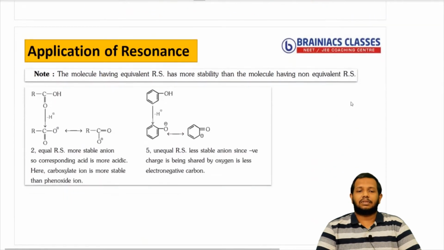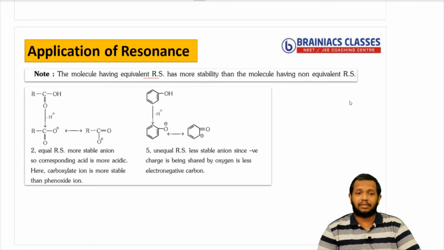Now this is what I have shown. The same reason you can see here. The molecule having equivalent resonating structures has more stability than the molecule having non-equivalent resonating structures. So you can see here these two are equivalent resonating structures. So equivalent resonating structures, more stable anions, so the corresponding acid is more acidic.